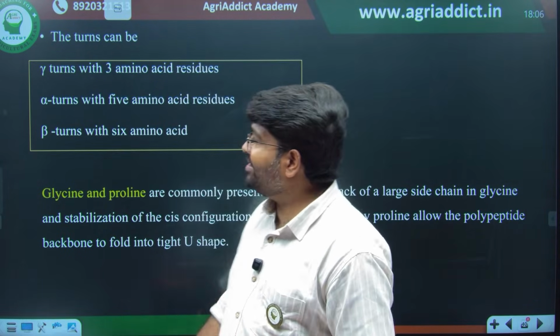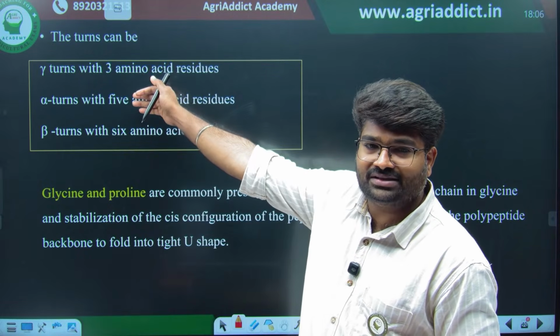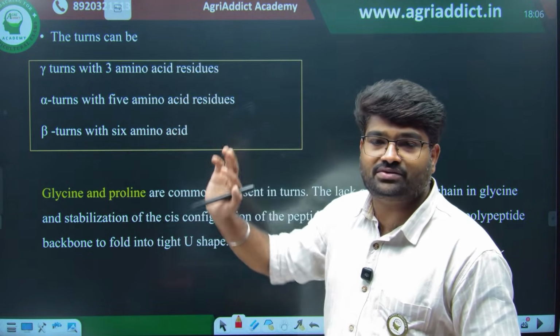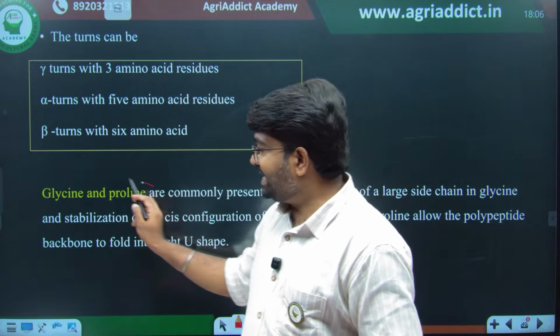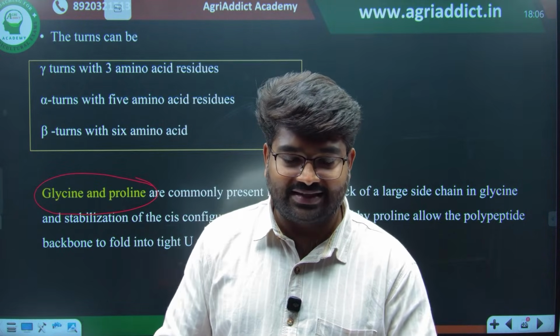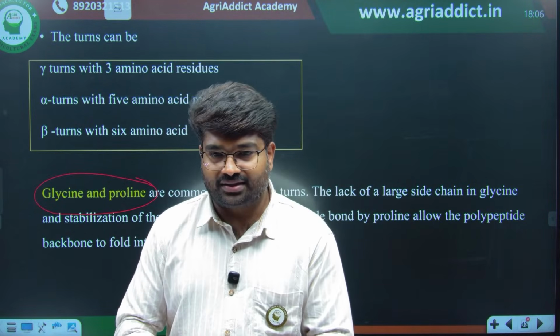Okay, here there are different classifications. Just go through once. Alpha turn, gamma turn, and beta turn, like that. And the most repeated question they are asking means glycine and prolines will be predominant in turns. Glycine and proline amino acids will be predominant in turns.